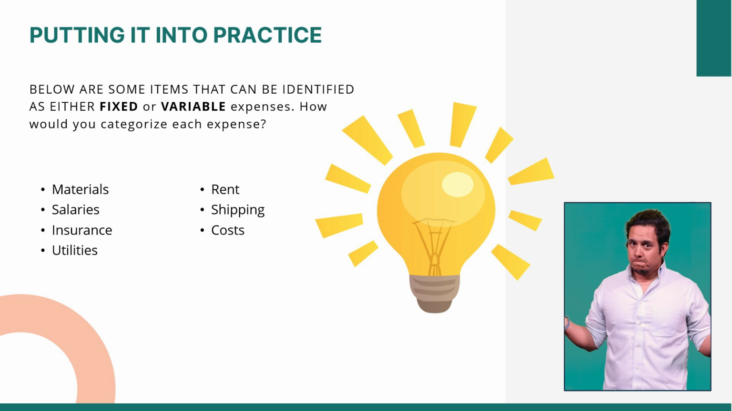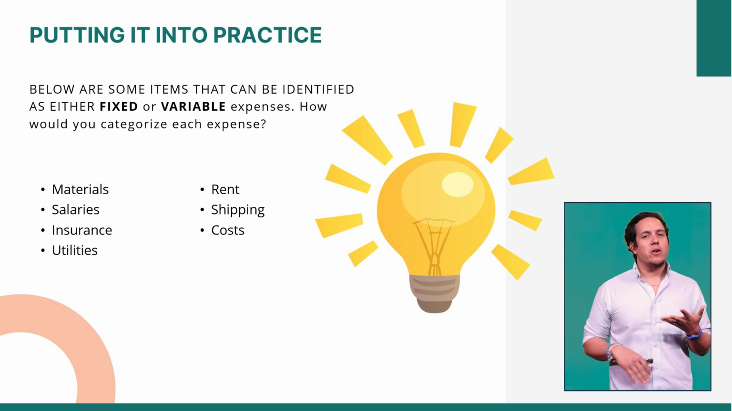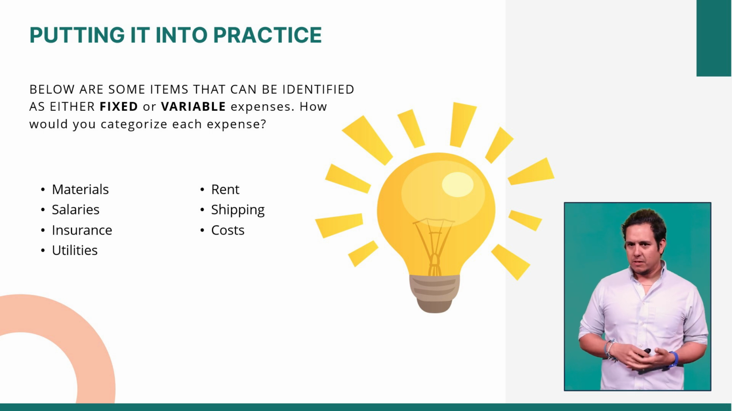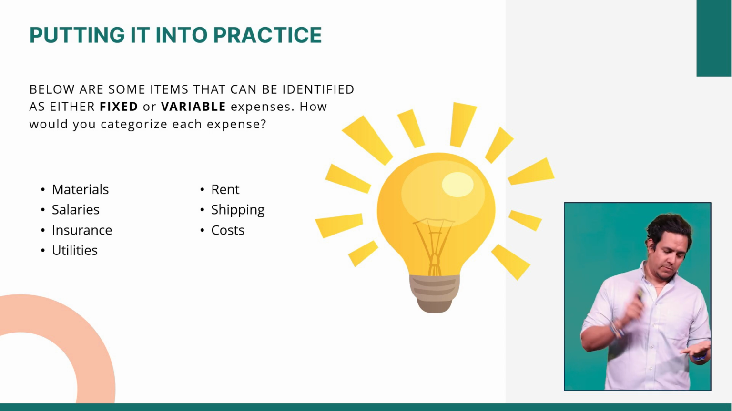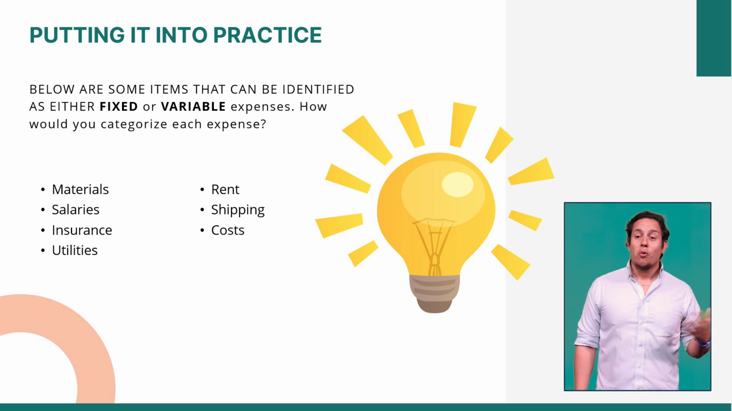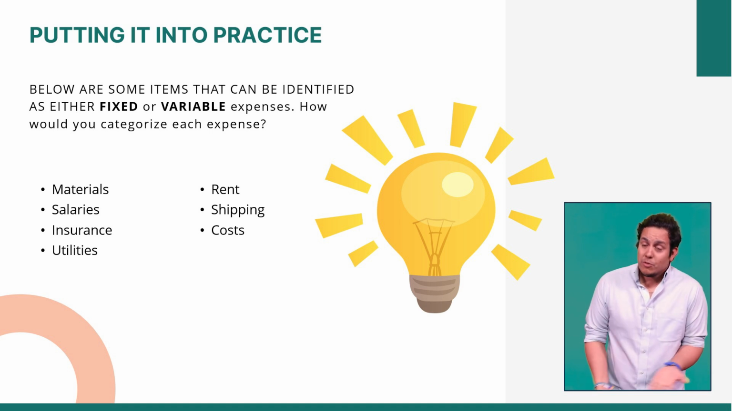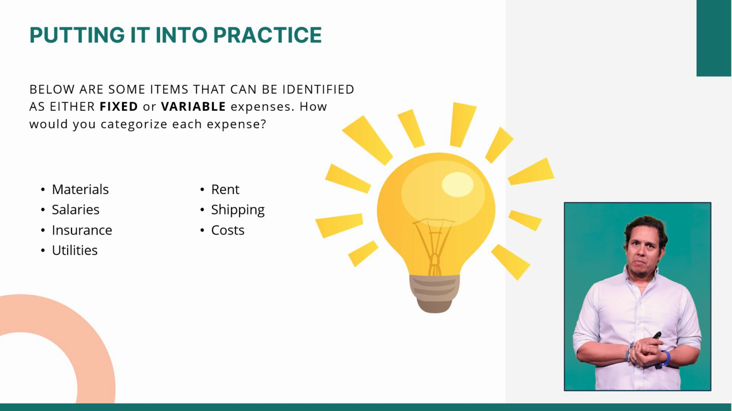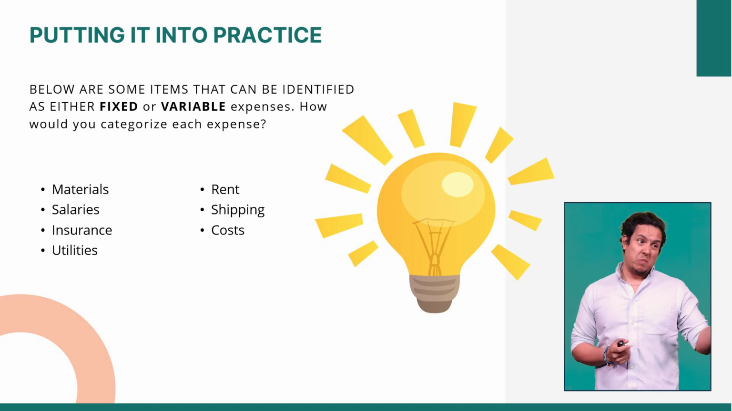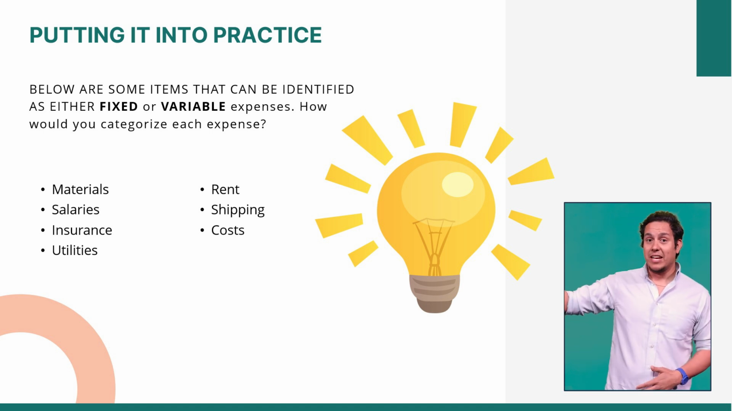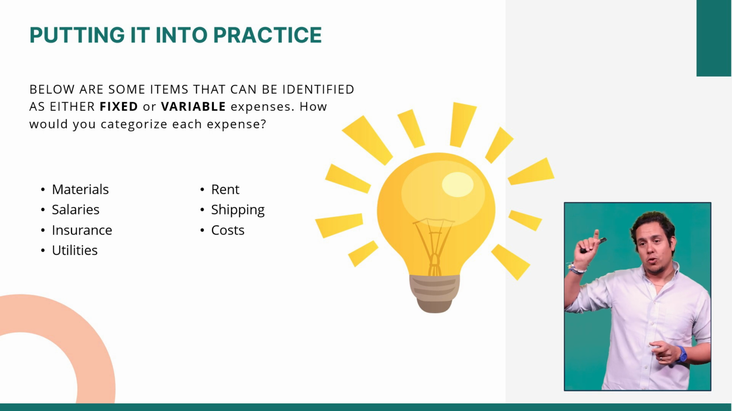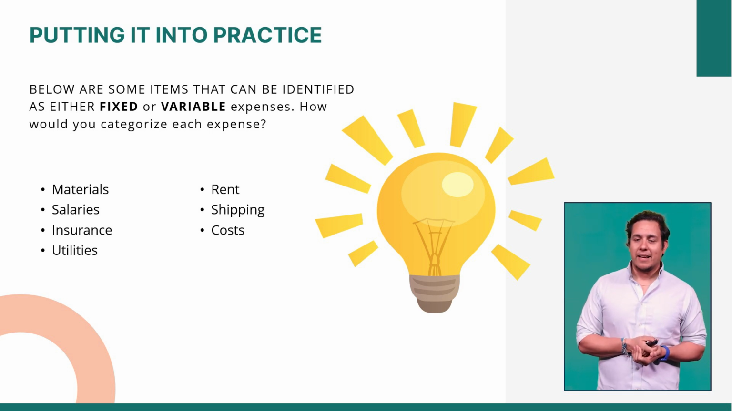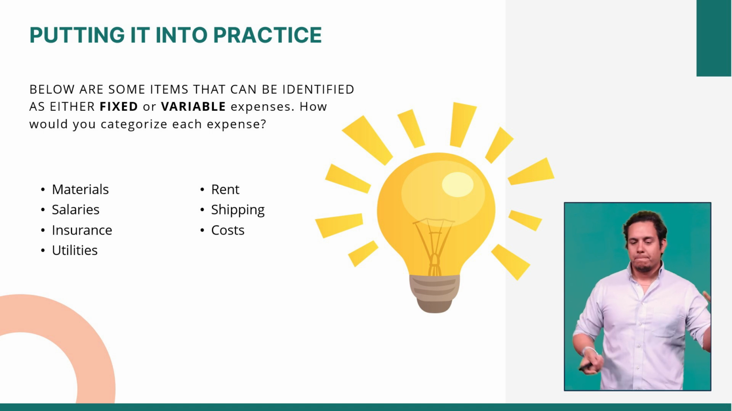Insurance. We're going to have to pay it, regardless of whether we sell or not. Right? Keep the business afloat, keep it secure, keep it safe. Fixed. Utilities. Same. Fixed. Have to pay them. Rent. Pay it. Rent. Fixed. Shipping. Well, if we're shipping, it means that we're producing, and if we're shipping, it means we're selling. So that's going to be tied directly to the cost of goods. So that's going to be a variable expense.